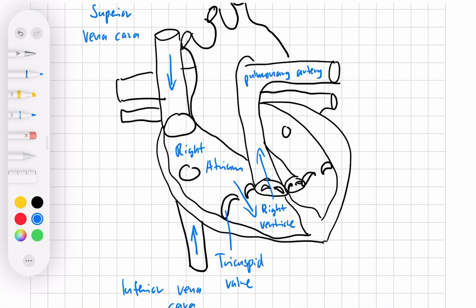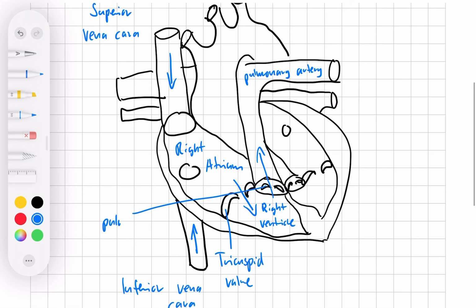And here, I just need to mention this, it goes through the pulmonary valve. Often this is also referred to as the semilunar valve. So then from the pulmonary artery, the deoxygenated blood comes out on both sides to the left lung and the right lung.